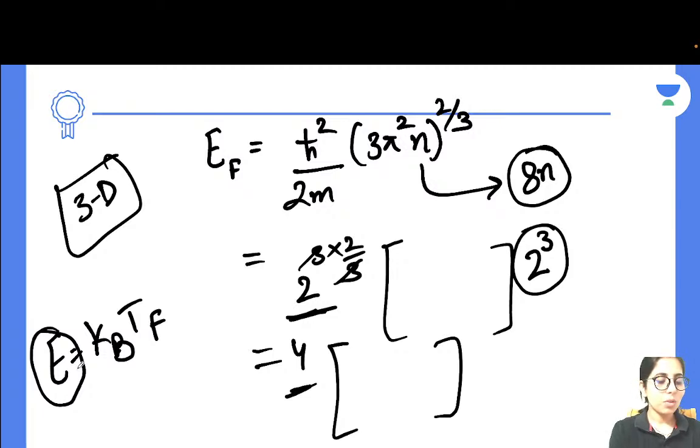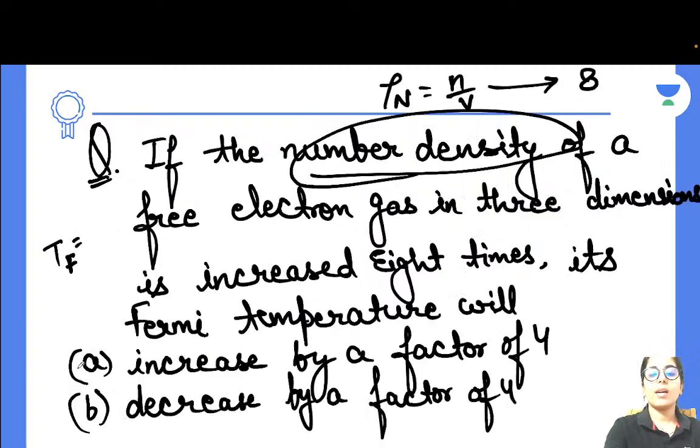In whatever way the energy is increasing, the Fermi temperature will also increase by the same factor. Very good, Shantanu, that is correct. Your option A will be the correct answer because it is increasing by a factor of 4.